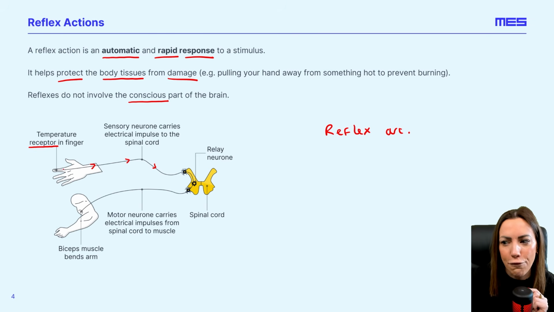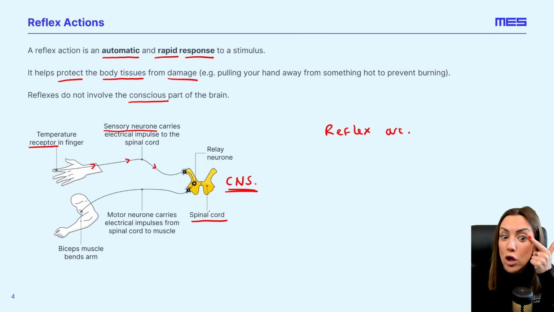And that's going to travel from the receptor down a sensory neuron. The sensory neuron carries the electrical impulse into our central nervous system, usually into our spinal cord. Unless the reflex action involves your eye, then the sensory neuron would carry the electrical impulse into your brain. But anything below the head, the sensory neuron is going to carry the electrical impulse into the spinal cord, which is part of your central nervous system. Remember, your CNS is your brain and your spinal cord.